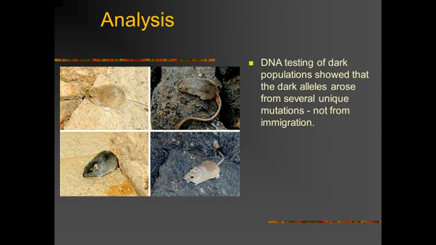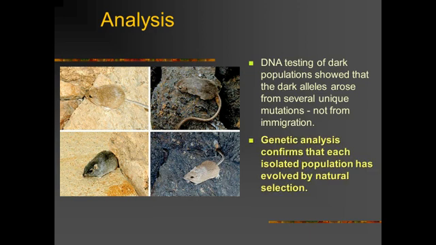because individuals were migrating. So what this means is that these dark-colored guys were arising in populations independently of each other. They weren't moving to darker-colored rocks to match their fur. So these experiments confirm that different selective pressures can cause changes to a population by the process of natural selection.